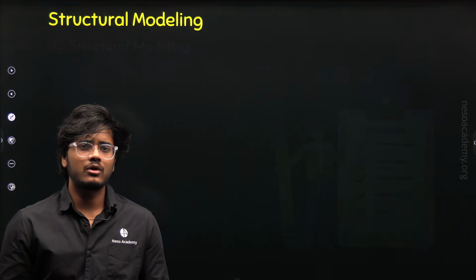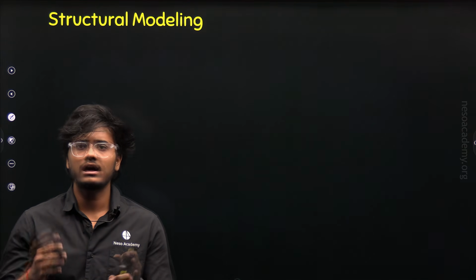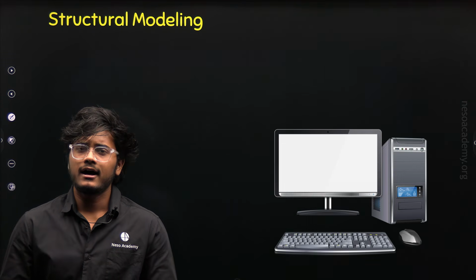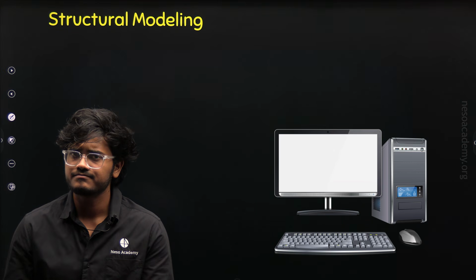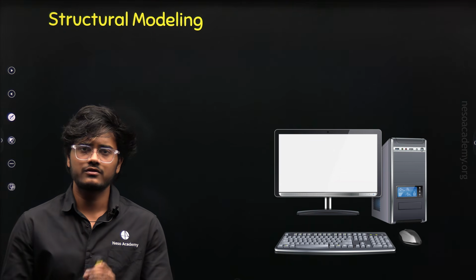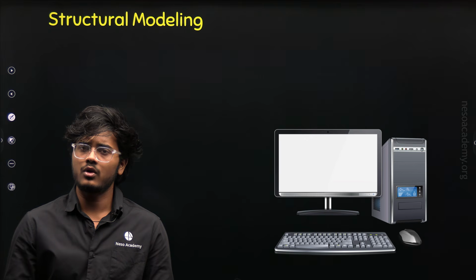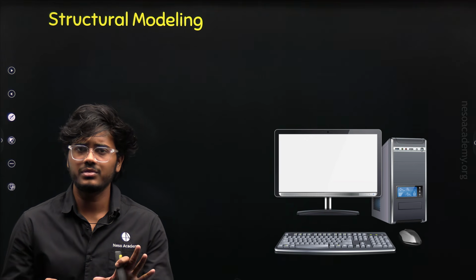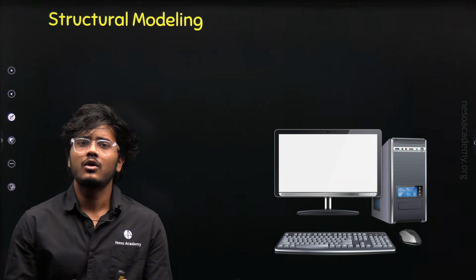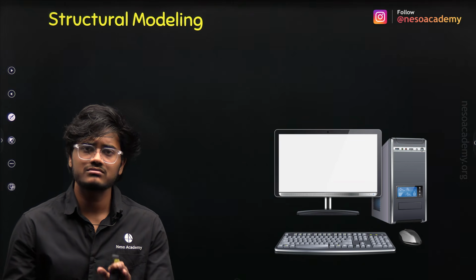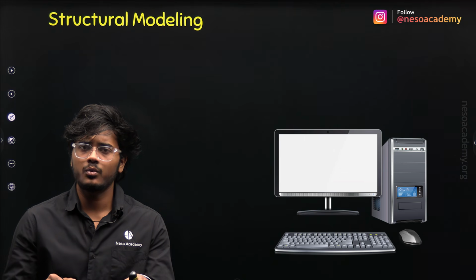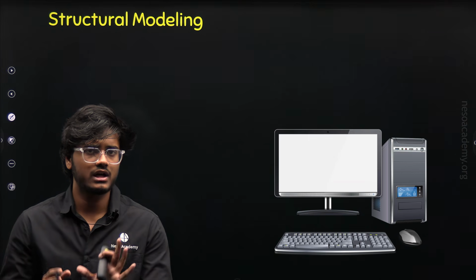Now, to know more about the difference between behavioral modeling and structural modeling, think about a computer. How can we describe a computer? We can describe a computer in two ways. First, behavioral view. Now, behavioral modeling is similar to behavioral view. Behavioral view describes a computer as a device which can perform calculations and store data. So, behavioral modeling is similar to behavioral view, where it describes the behavior of a computer.